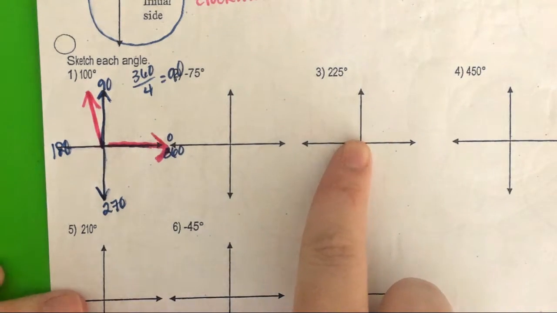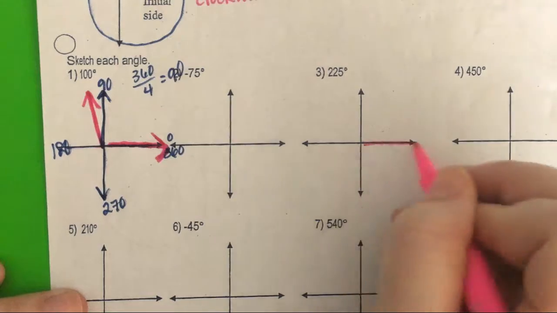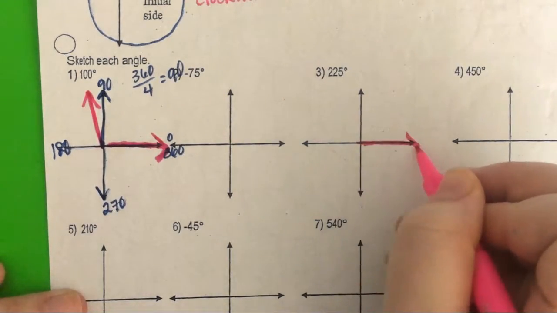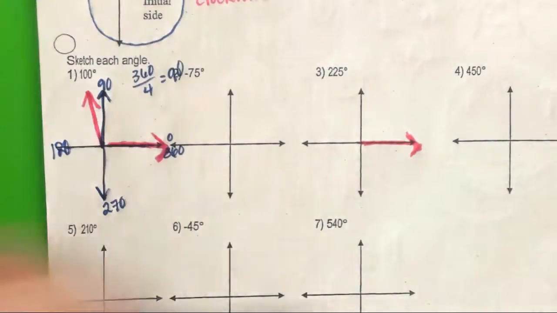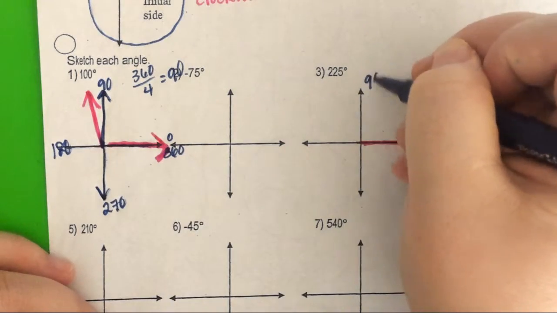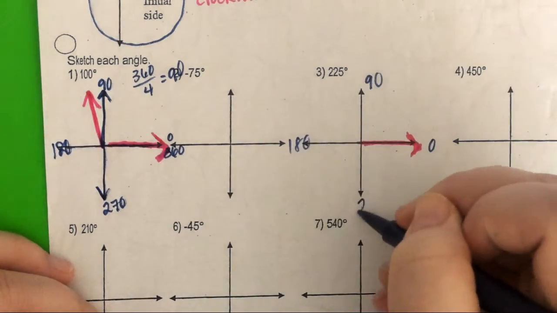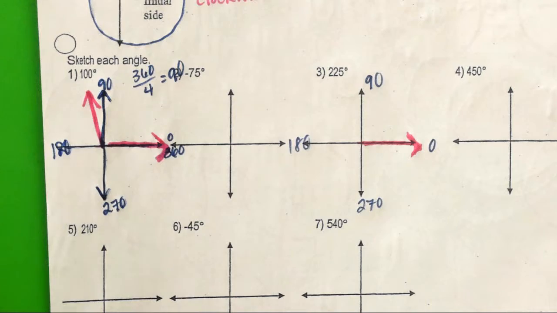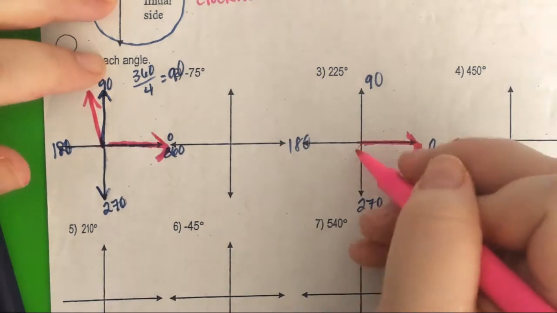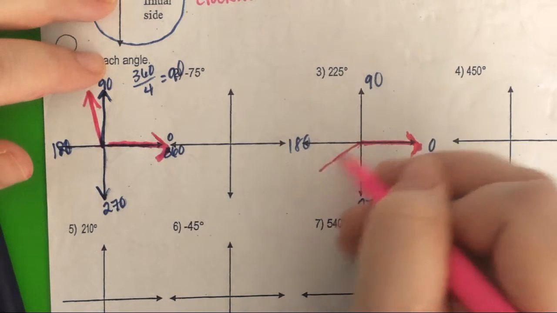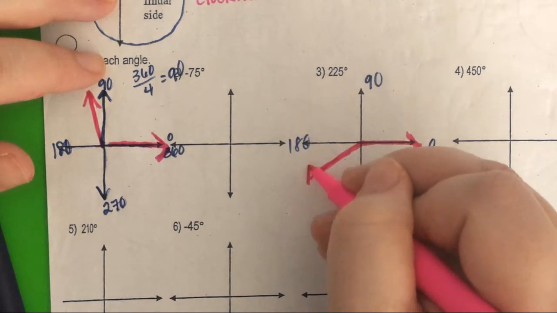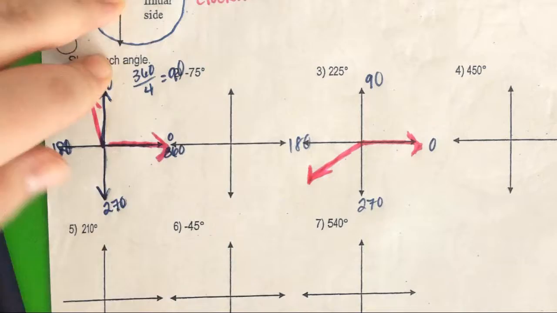Okay, I'm going to go to number 3. So it says 225. Well, I know the initial side starts here. If this is 0 and this is 90, and this is 180, and this is 270, then 225 is somewhere between 180 and 270. So it's somewhere in here. I'm not even being that exact today. I'm just in a hurry. So we're just like, yeah, somewhere down there.